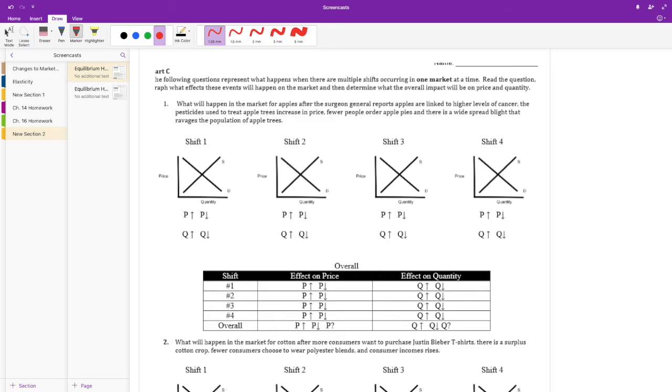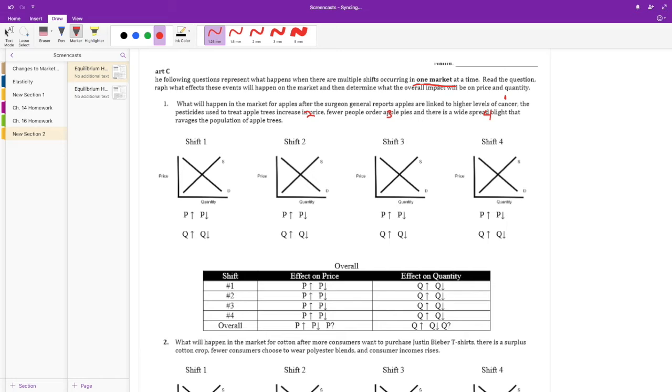Okay, so what you're going to do is fully read the question, and one at a time, you're going to assess what each change does to prices. The question says, what will happen in the market for apples after the Surgeon General reports apples are linked to higher levels of cancer? That's 1. Pesticides used increase in price. That's 2. Fewer people order apple pies. That's 3. And a widespread blight ravages the apple tree population. That's 4. So we have 4 factors happening.